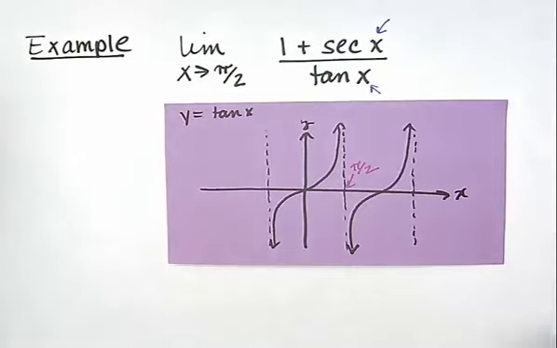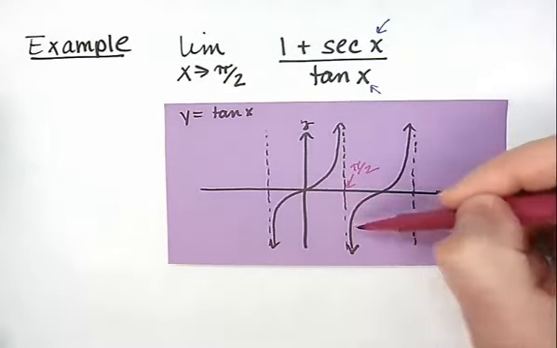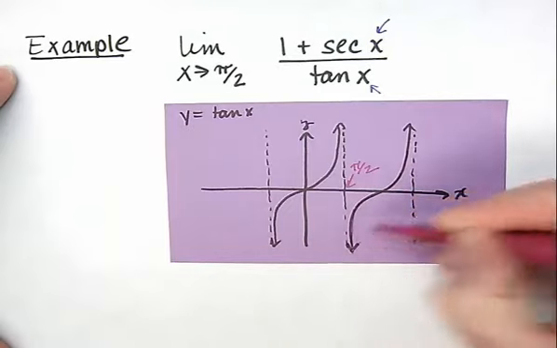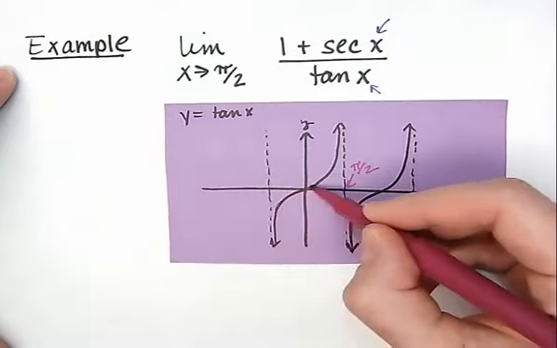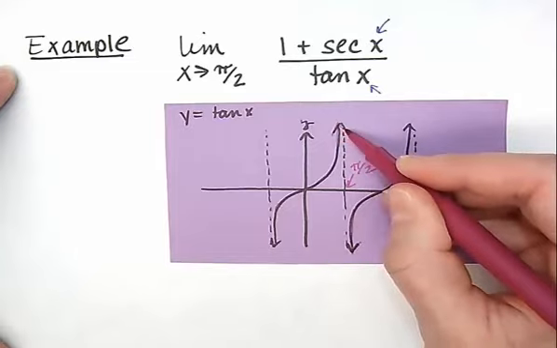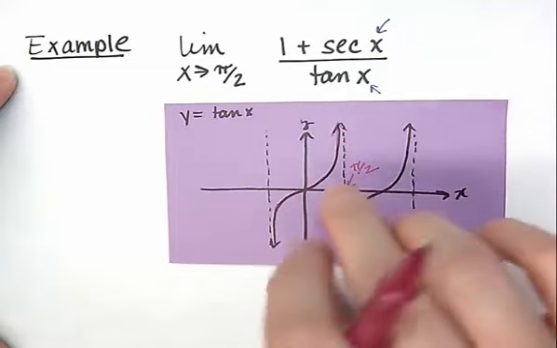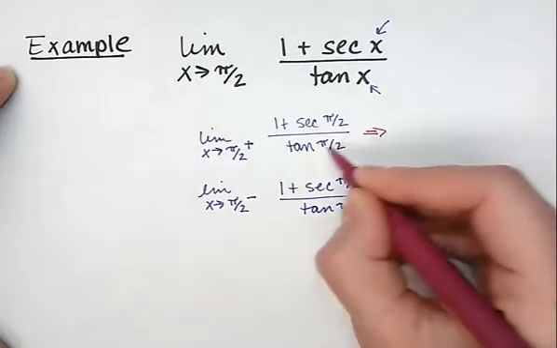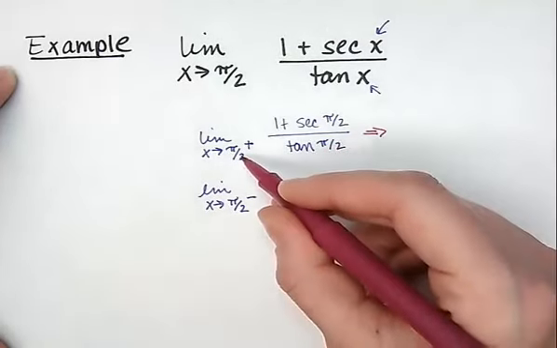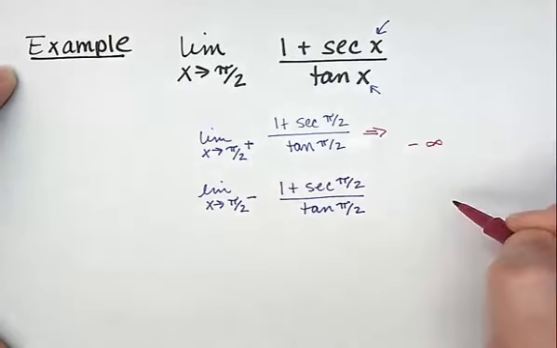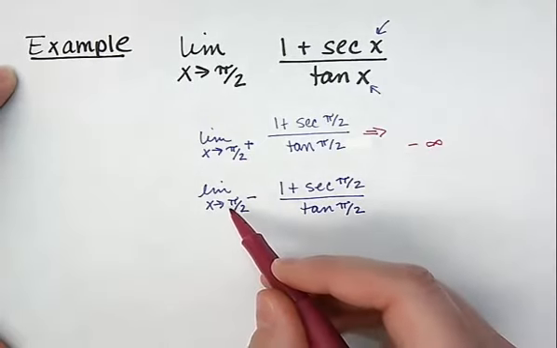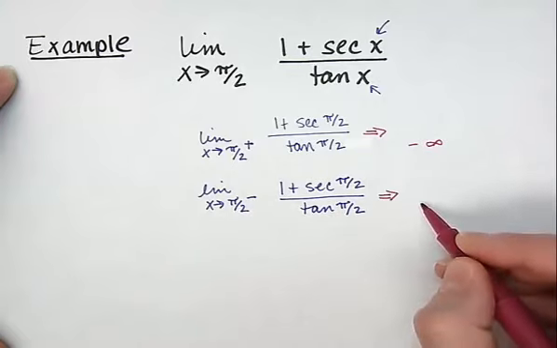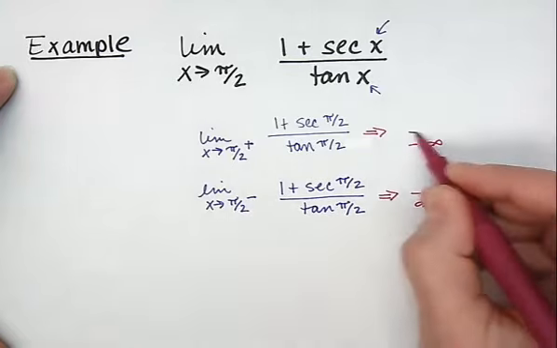So if we look at what's happening right here at pi over 2, as we approach from the right, the tangent is going to negative infinity. As we approach pi over 2 from the left, we're going to positive infinity. So if we look at the graph, we can get the answers to our denominators. So for this one, the tangent of pi over 2 as we approach from the right was going to negative infinity, and the limit as x goes to pi over 2 from the left, the tangent of pi over 2 is going to positive infinity. So we have our denominators.